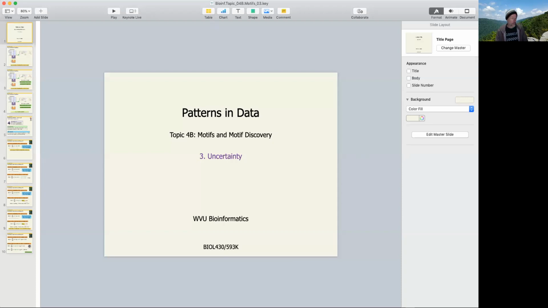Okay, we've been talking about motifs and how we discover motifs, and we ended the last little lecture session with the discussion of the importance of particular positions in a multiple sequence alignment, and we kind of intuited our way through this idea that importance is related to information, is related to conservation. So today we're going to talk a little bit about a concept called uncertainty.